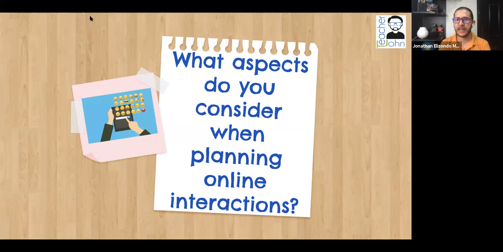Okay. Anything else? I want to hear more ideas, or I want to read actually more ideas over here. Students' needs, great, thank you. The correct usage of time, student level, objectives of the session, amazing ideas, great. So what I want to show you with this slide is that basically planning an online interaction is not that different from planning a face-to-face interaction in the aspects that we need to consider.